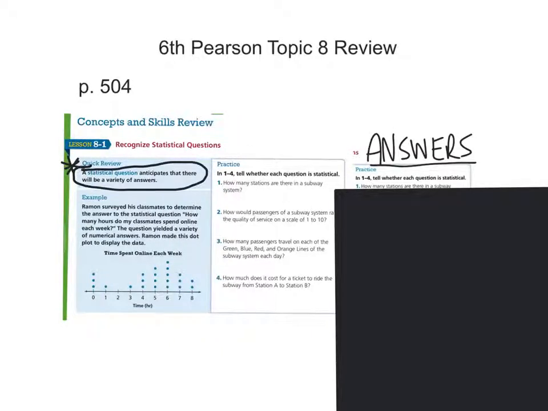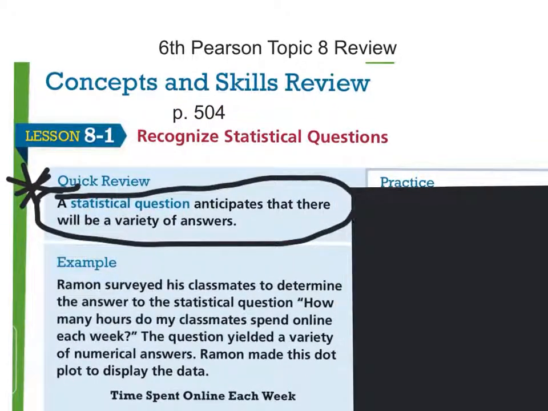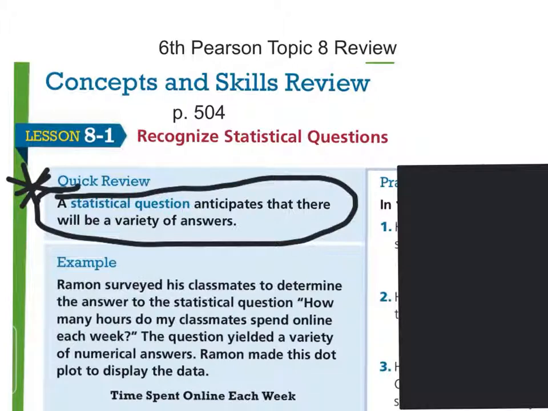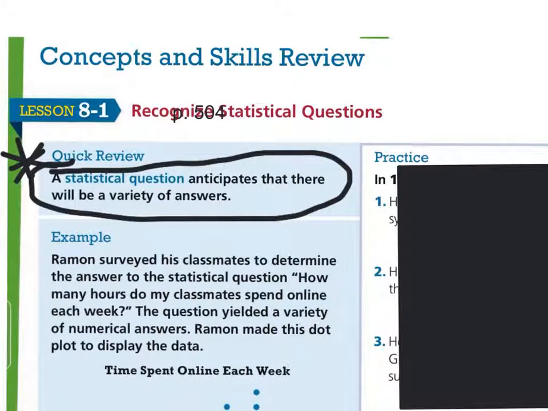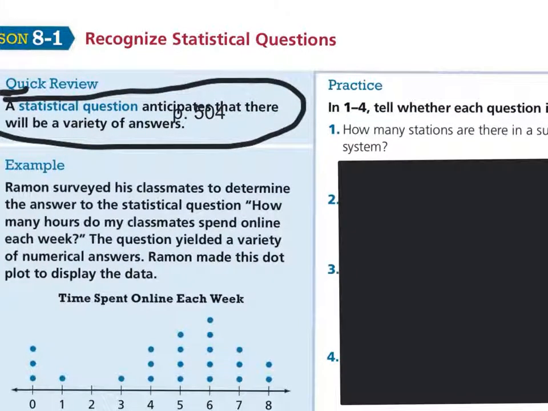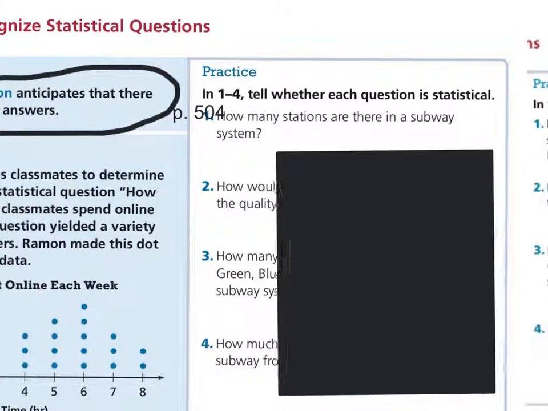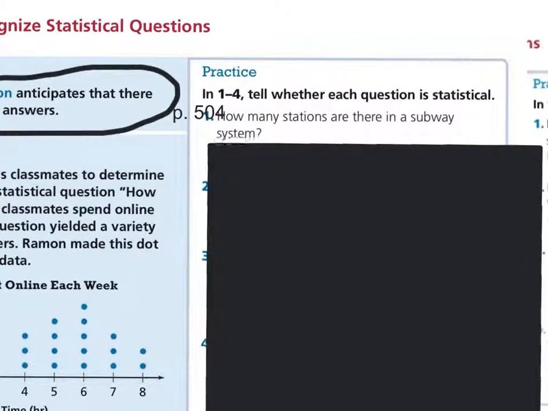Page 504, we're going to look at topic 8 review. So lesson 1 was on statistical questions. First of all, a statistical question anticipates there will be a variety of answers. So we should have more than one answer here if it's statistical. So the first question is, how many stations are there in a subway system?